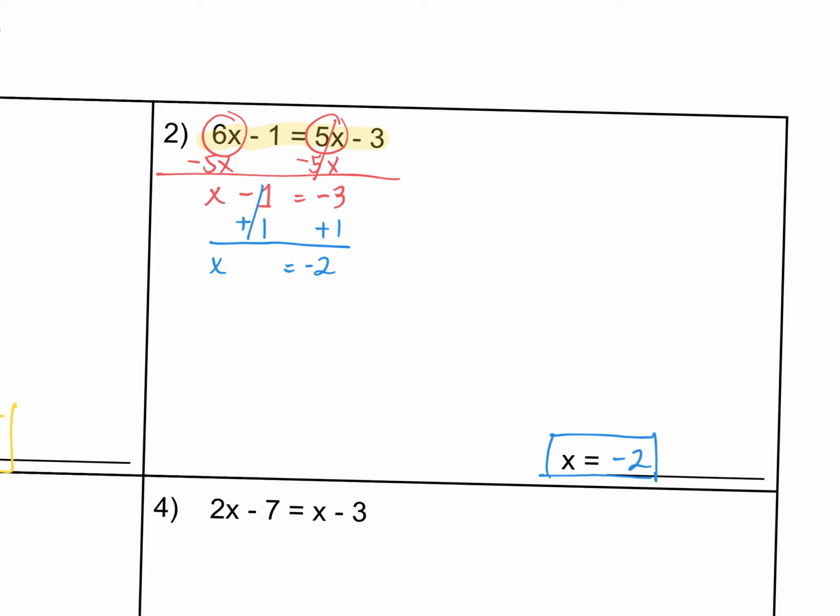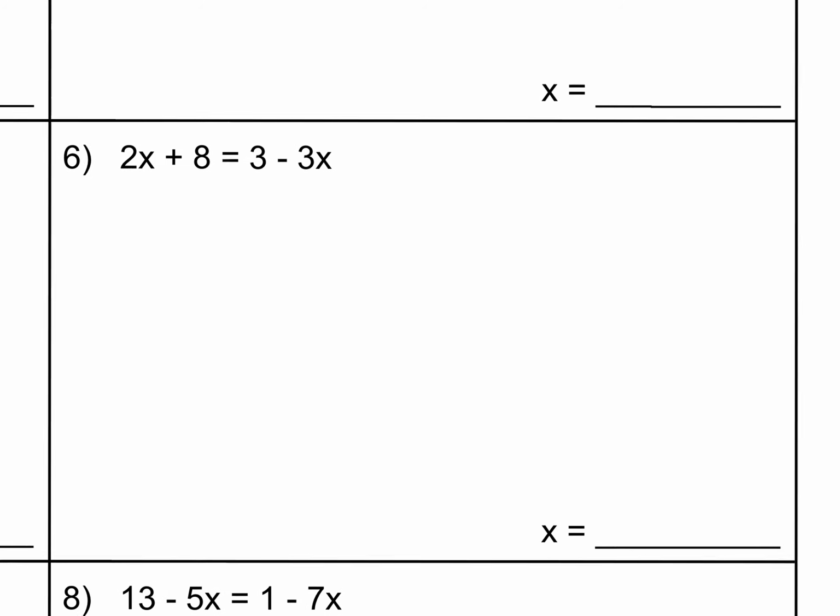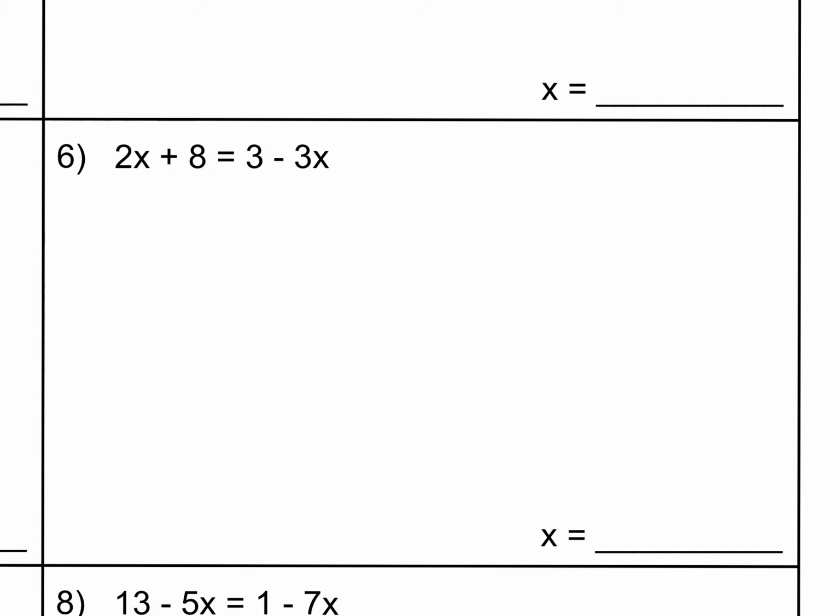Okay, let's jump around. I'm also going to go ahead and do number 6 as well. For number 6, we have the equation 2x plus 8 equals 3 minus 3x. Now, when I look at this equation, I see there is 2x on the left and minus 3x on the right.